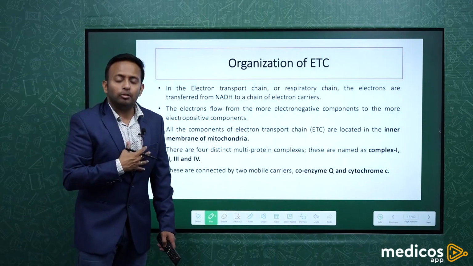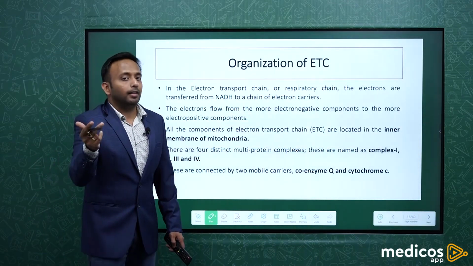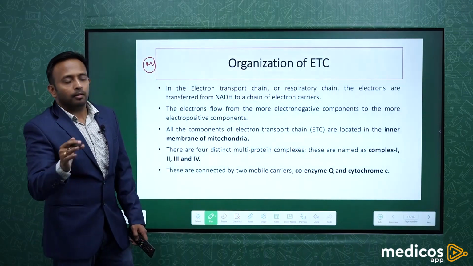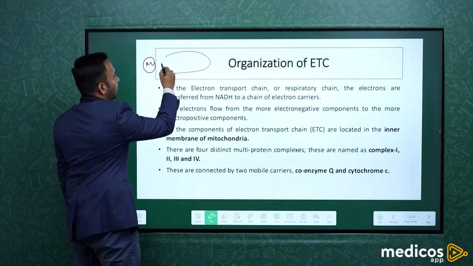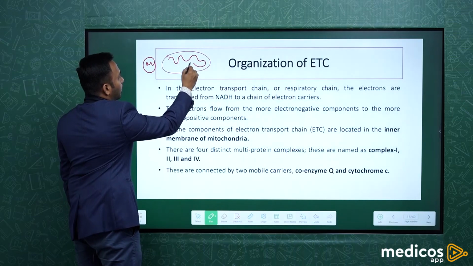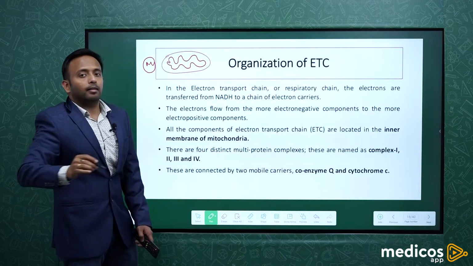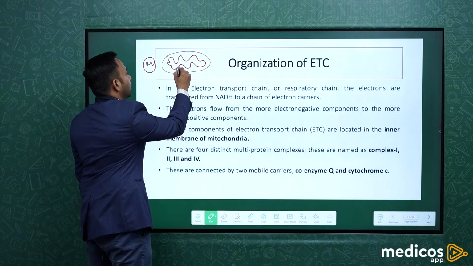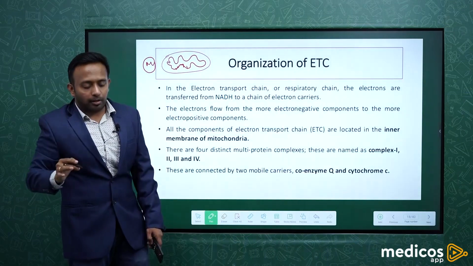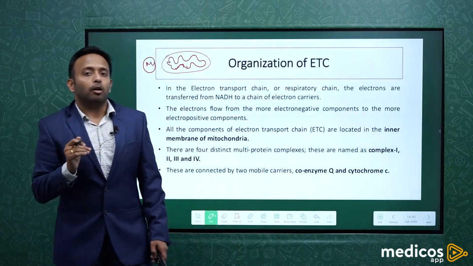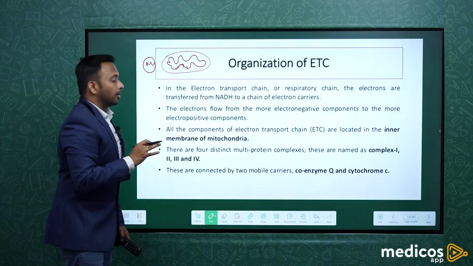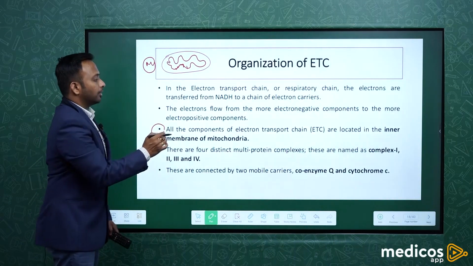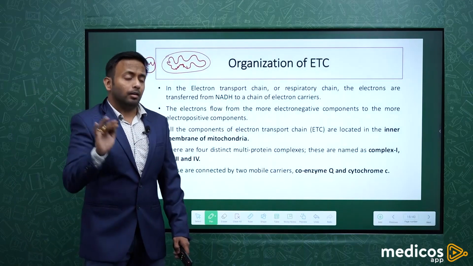Now when we see this, we should know how they are organized, and secondly where they are organized. They are organized in mitochondria. We all know mitochondria has membranes, the outer membrane and the inner membrane. So where are the electron transport chains arranged? They are arranged in the inner membrane, not the outer membrane. The enzymes, or the multi-enzyme complexes, are present on the inner mitochondrial membrane, not the outer mitochondrial membrane. So all the components of the electron transport chain are located on the inner membrane of the mitochondria.